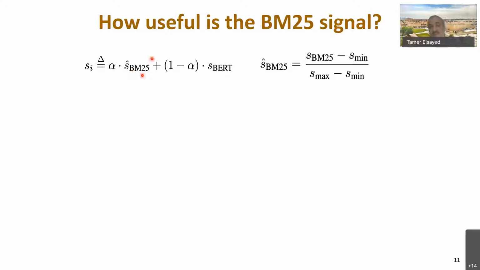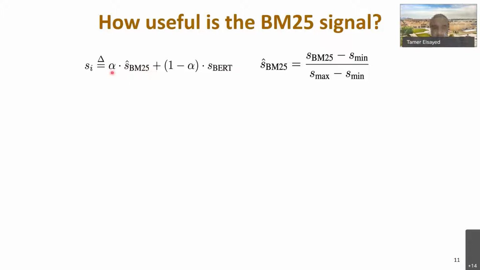They made a linear combination between the BM25 score and the BERT score, and to do that they normalized the BM25 scores across the entire list of documents for the same query, so that the scores can be comparable, because BM25 scores are not between 0 and 1. By this normalization, it will be between 0 and 1. Now we can make a linear interpolation between the BM25 score and the BERT score, and that score will be between 0 and 1. The question here is, how useful is that?